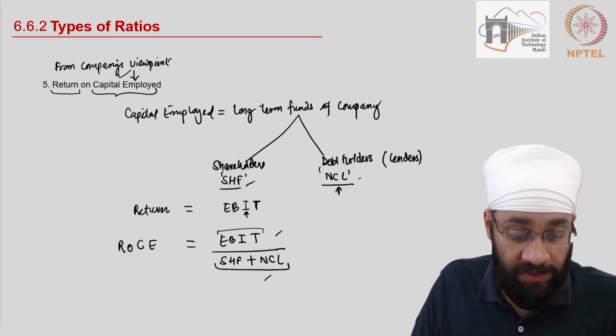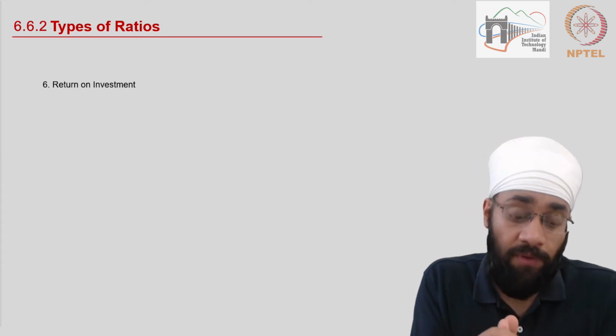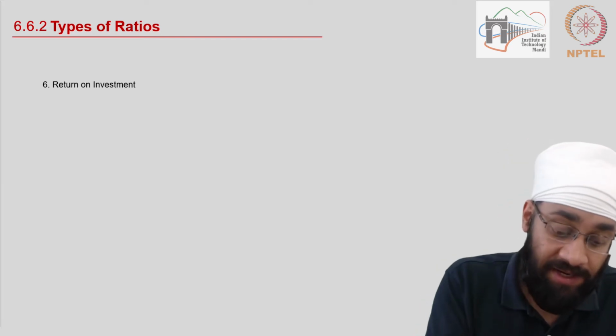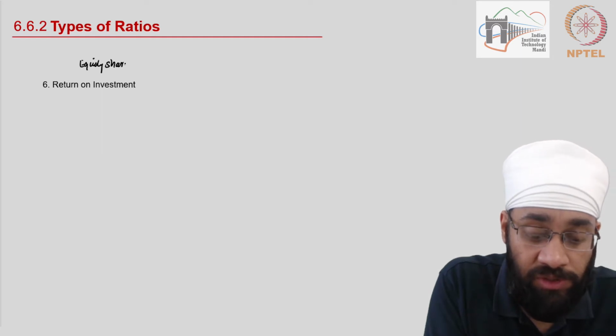Okay, these are the 5 indicators. Let's go to the 6th indicator of profitability. It's called return on investment. And now we are talking about investment from the point of view of specifically equity shareholders.